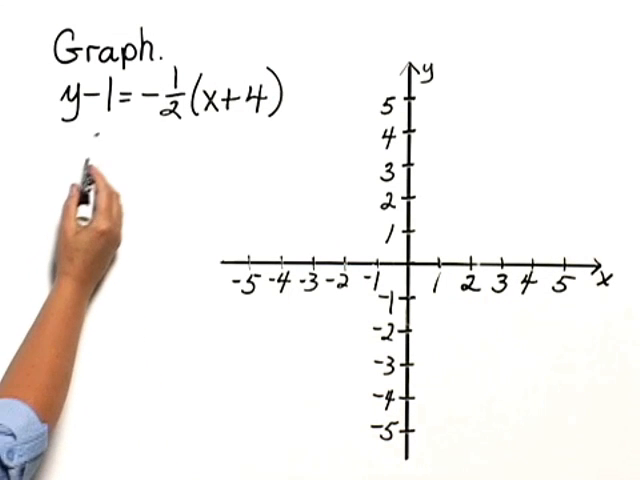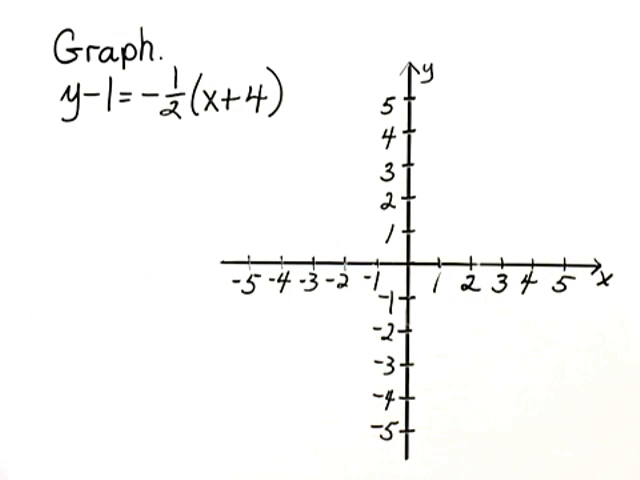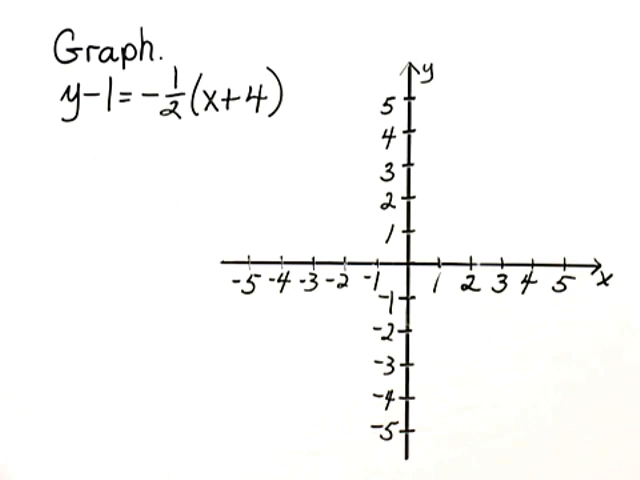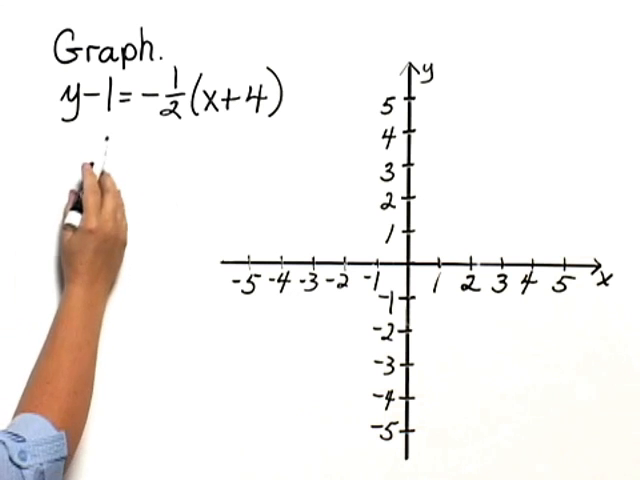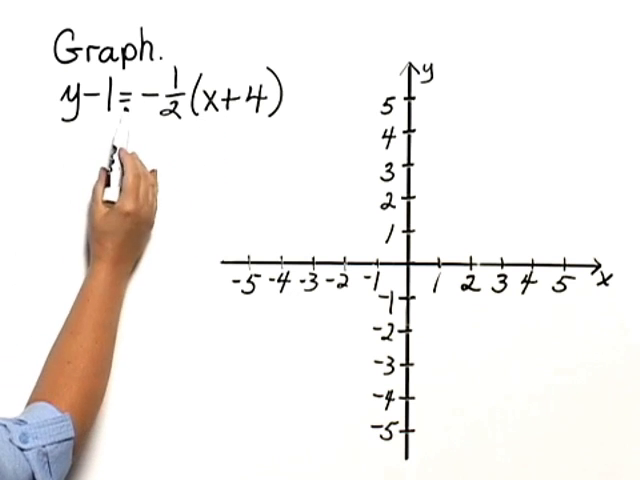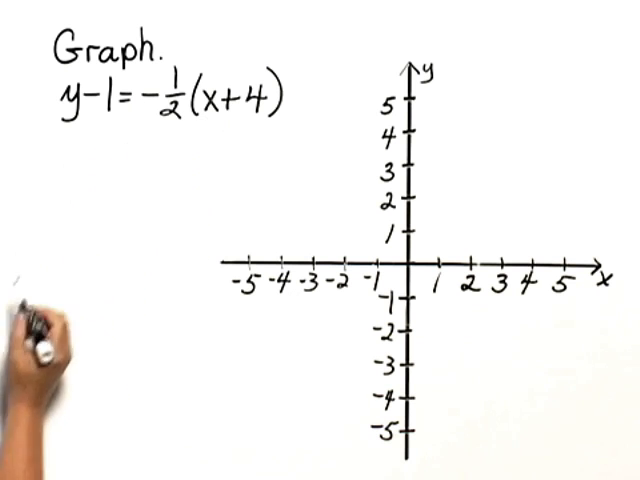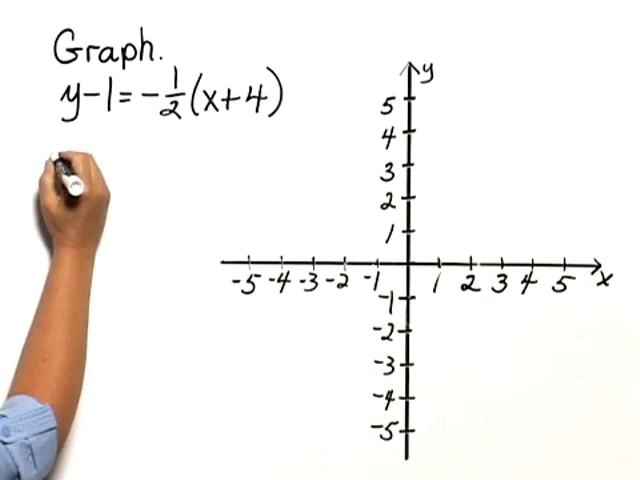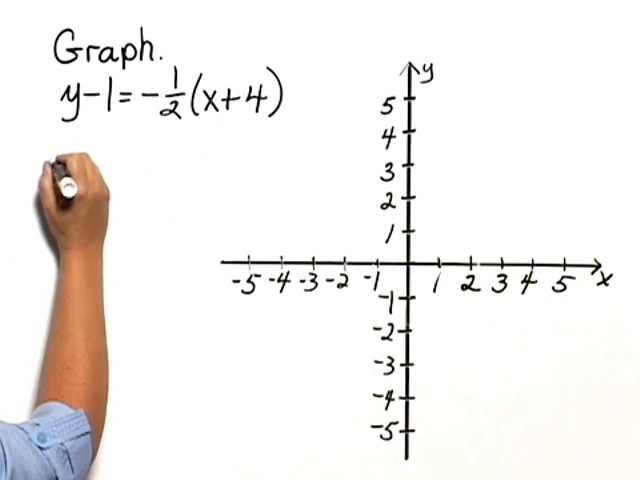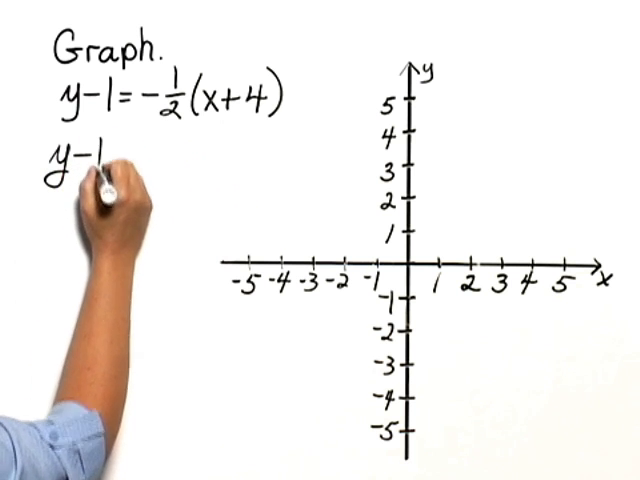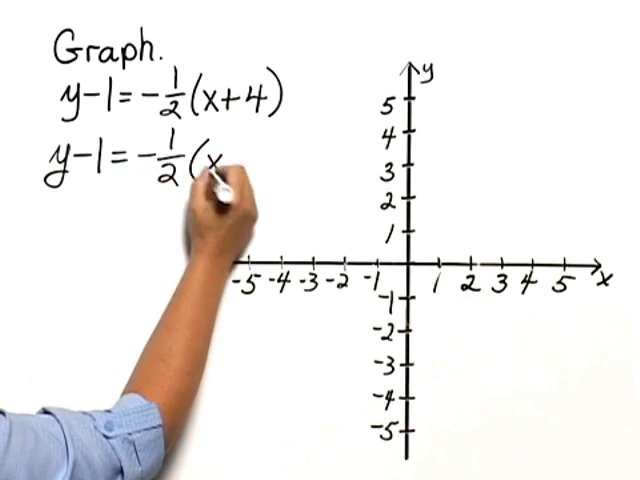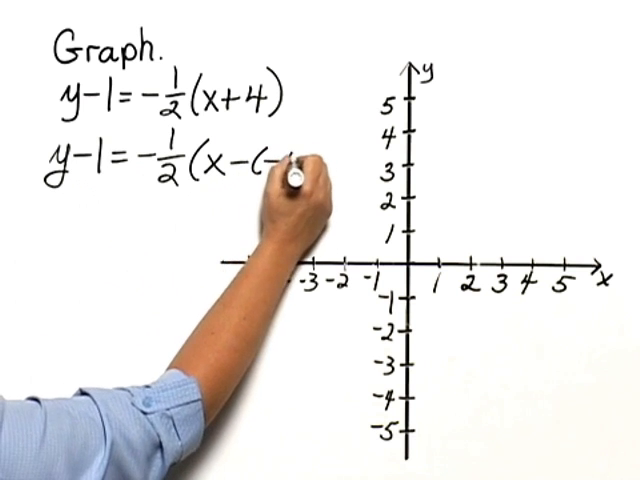Graph y minus 1 equals negative 1/2 times x plus 4. If we recognize that this is just about written in point-slope form, we know that we can read a point and a slope from the equation. The only thing that's not quite in point-slope form is there isn't a subtraction sign after the x. So let's rewrite x plus 4 as x minus negative 4, and then it would be in point-slope form. y minus 1 equals negative 1/2 times x minus a negative 4.